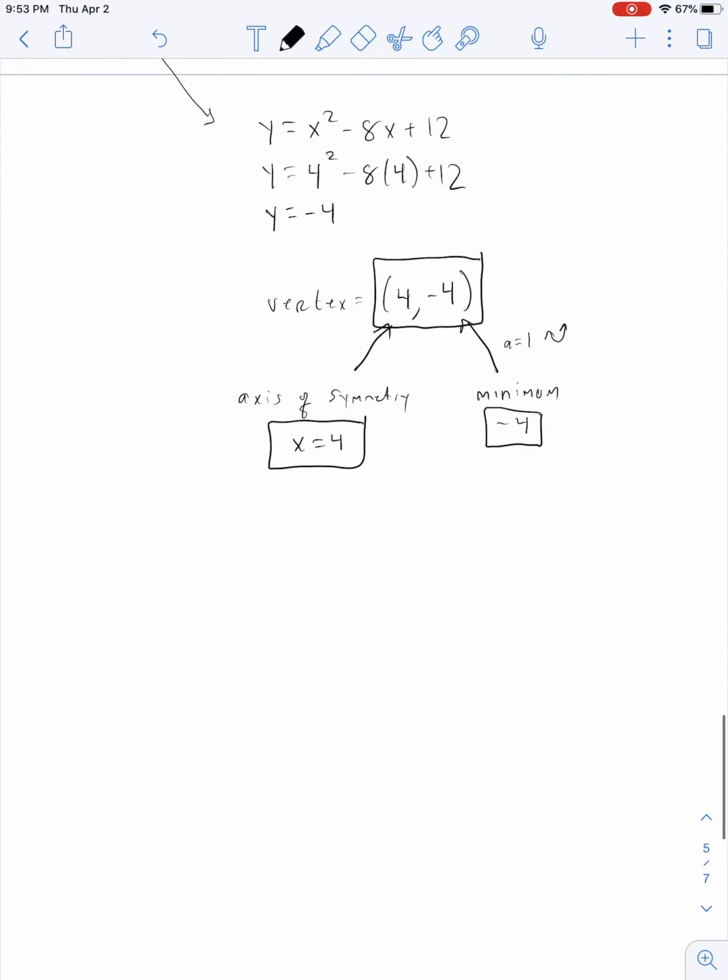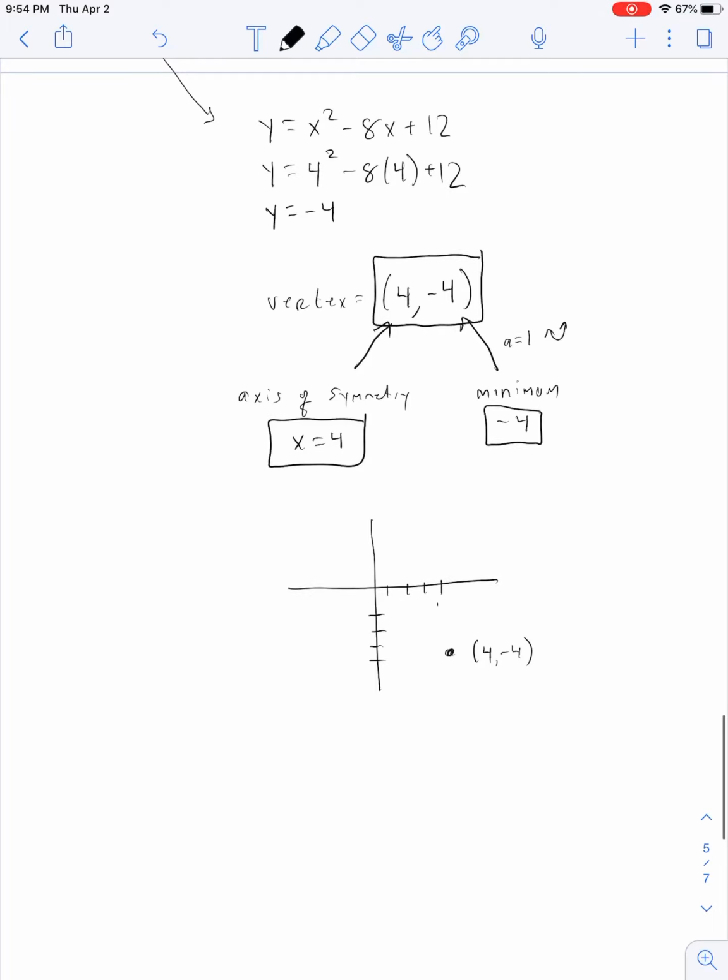So what we know right now is we have this: 1, 2, 3, 4, and 1, 2, 3, negative 4. This is our vertex. Okay. We just want to pick an x value, any x value to the left, and any x value to the right. Any one, right?